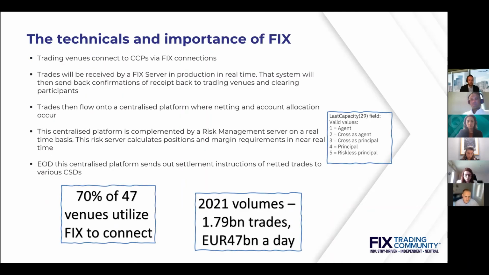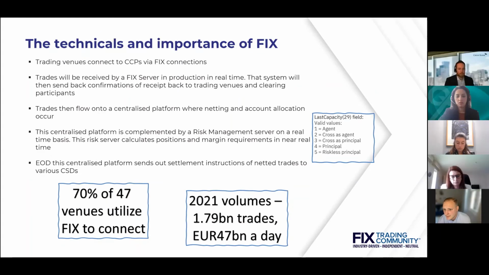So on to the technicals then and the importance of FIX. Ultimately, trading venues connect into clearinghouses via FIX connections. Trades are received into a FIX server in production in real time, and that system sends confirmations that I mentioned earlier, a receipt of trading and trade validation, back to venues and clearing participants. Trades flow into a centralized platform, and netting and account allocation occur.